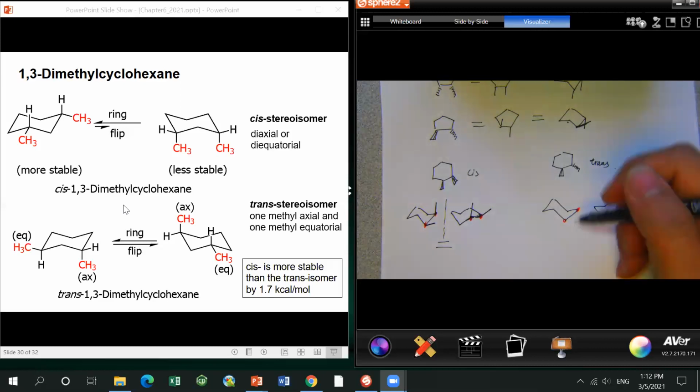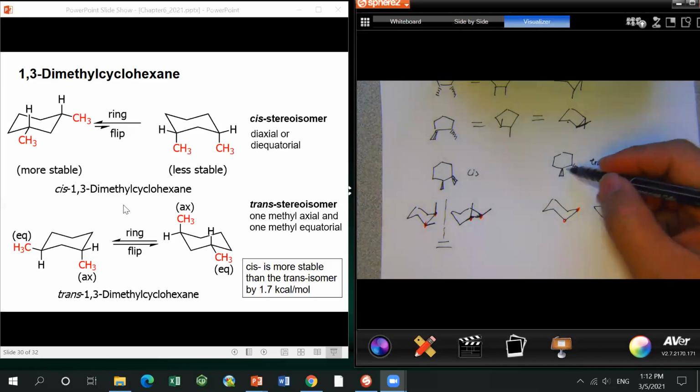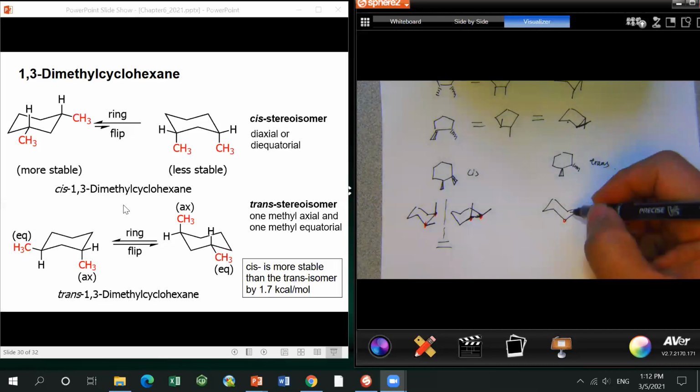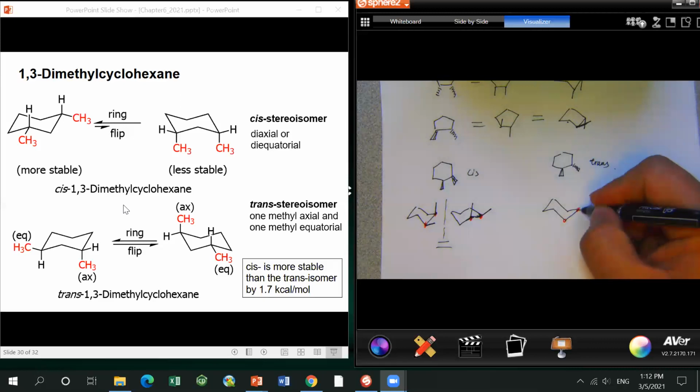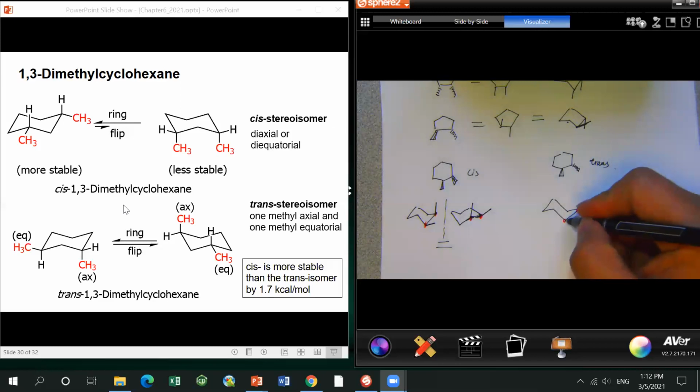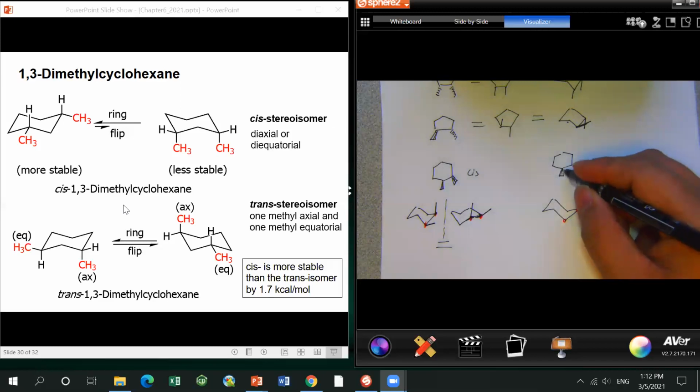Now it's kind of one going up, one going down. So we do this carbon first, which corresponds to the dash bond, so that's going down. And then this one is going up, that's the wedge bond. So that's going up.